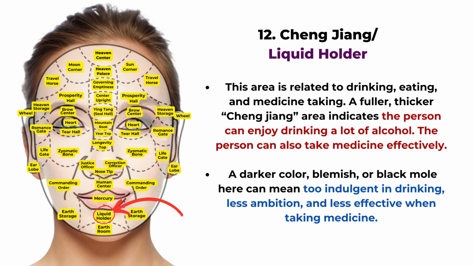If this area is fuller, thicker, without any blemish, it can mean the person can enjoy a lot of drinking, especially the alcohol, and the person can take medicine effectively. So that means the person can enjoy social life, eating, drinking, and also healthy because he can recover from illness easily. If this area is darker with blemish or black mole, it can mean indulgent in drinking, or the person has less ambition and less effective when taking medicine.